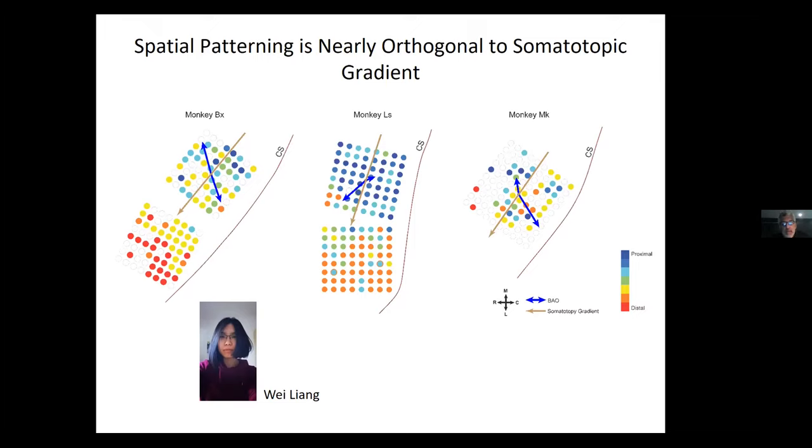So we're going to have monkeys do either one of those tasks and record from both arm area and hand area as well as face area, and determine whether these propagating patterns we see are specific to particular somatotopic areas, or is it a global pattern? So when the monkey bites down on the object, do we see propagating patterns only in the face area, or do we also see it in the hand area?